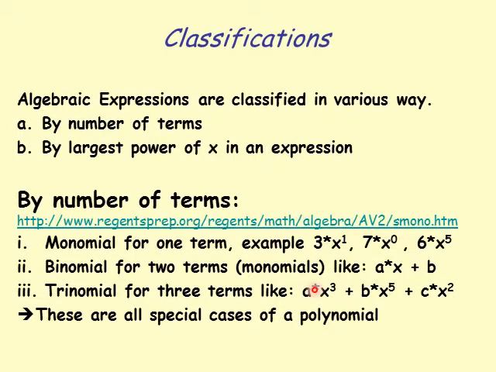Trinomials are for three terms, like a times x cubed plus b times x to the 5th plus c times x to the second power. These are all special cases of polynomials. If you look at this site here, it tells that polynomials have only positive powers of the variable x, not negative powers, including the power 0. So the flag value in a polynomial can be either 0 or 1 or 2 or higher. Let's continue.